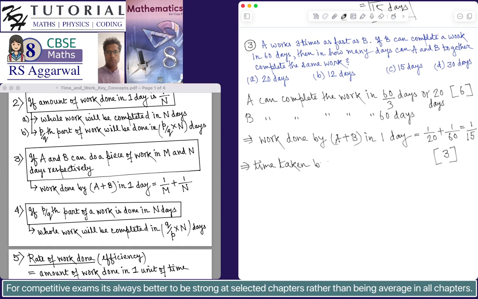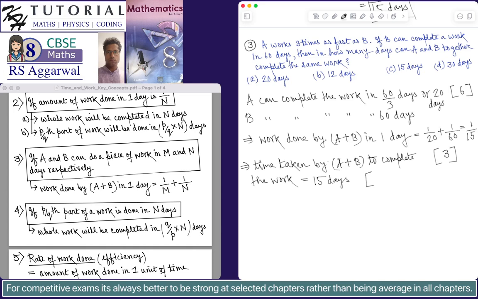So now we can say that the time taken by A plus B to complete the work will be equal to 15 days. From the fact that work done by A plus B in one day is 1 by 15, we can say that the whole work will be done by A plus B in 15 days.